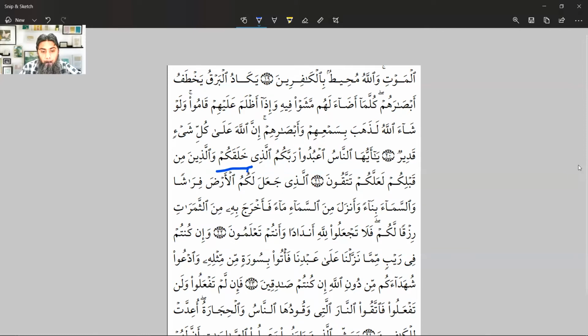Bihi, it's jar majroor mutalik bil fi'l. Min ath-thamarati is jar majroor, mutalik bil fi'l. Rizqan, this is maf'ul. For who? Fa akhraja. For akhraja. Excellent. Maf'ul lakum, jar majroor. Excellent.